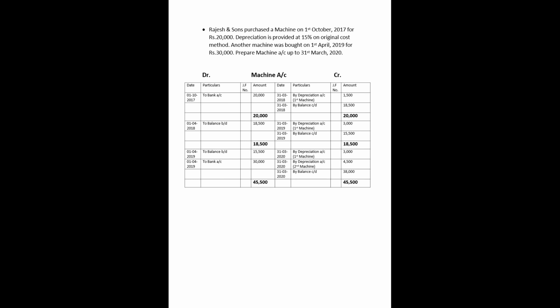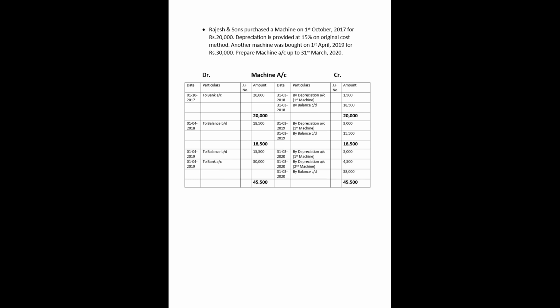and then balance both debit and credit, mention the balance carried on amount, and balance carried on should be shown as balance brought on in the next year. Now calculate the depreciation for whole year. So now we'll get 3,000 as depreciation amount for the first machine. Balance both debit and credit, mention balance carried on amount on credit side and balance brought down amount on debit side in the next year.